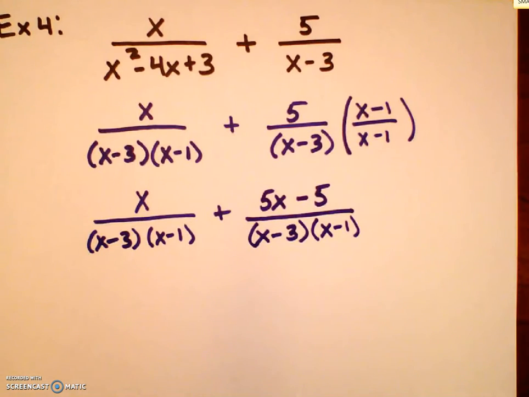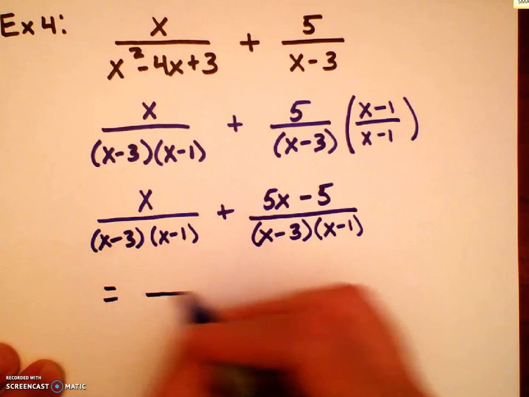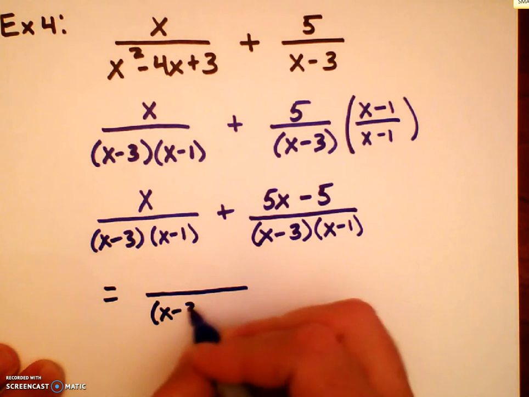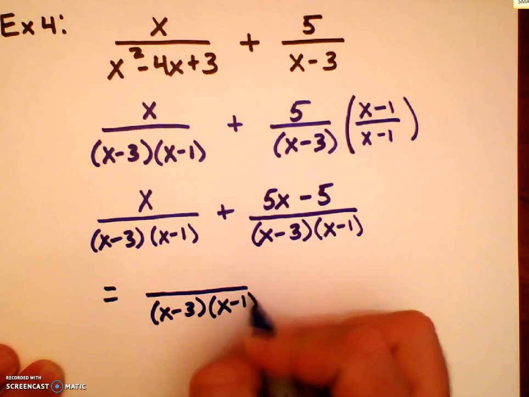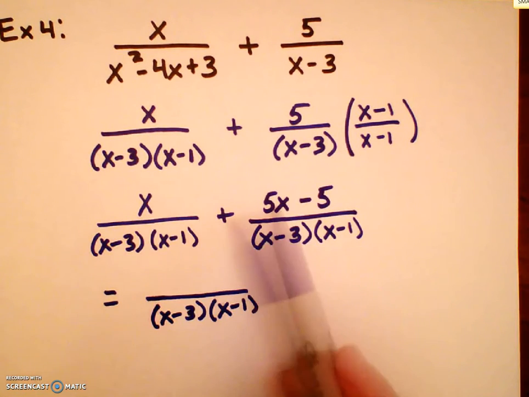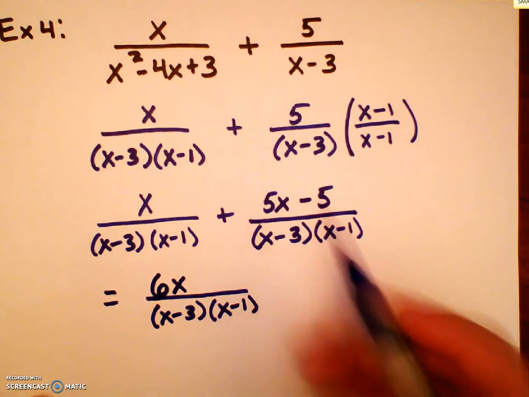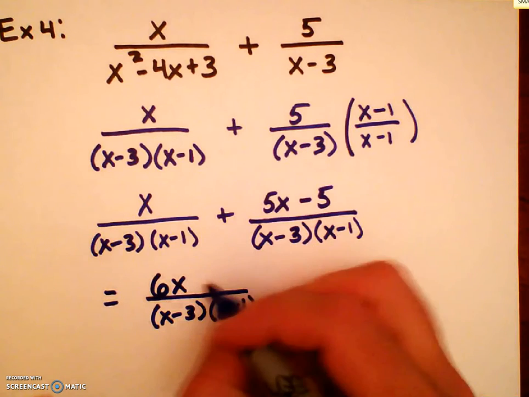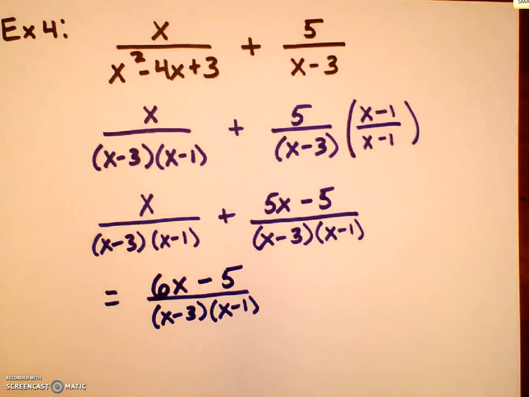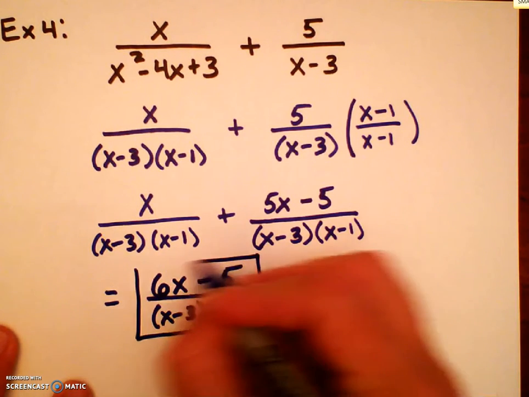Now, if you notice, we do have common denominators. So we can now put our answer over that common denominator. Just rewriting it. And I'm going to combine whatever like terms I have. And this time I do have some. I've got an x plus 5x, which is now 6x. And then this negative 5, it's really 0 plus negative 5, which is a negative 5. And since that cannot be factored, that will be my final answer.